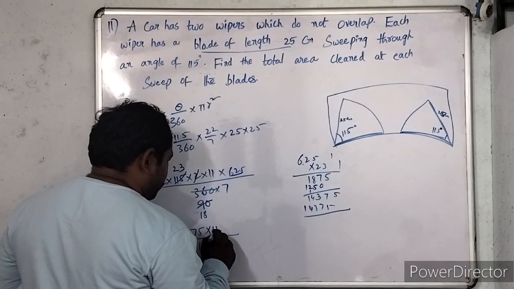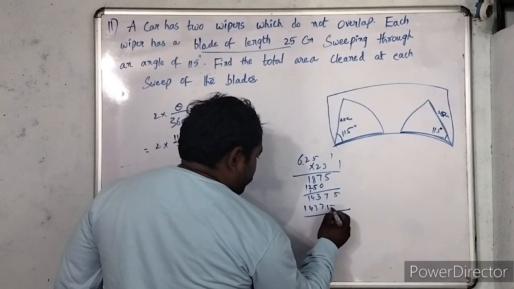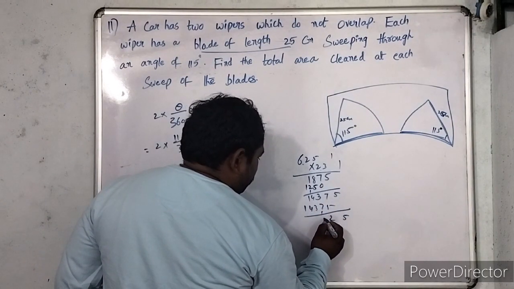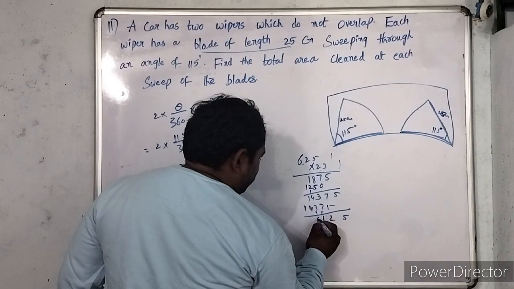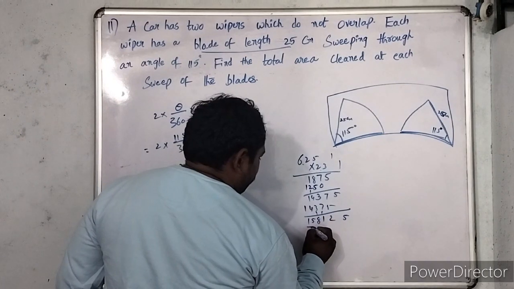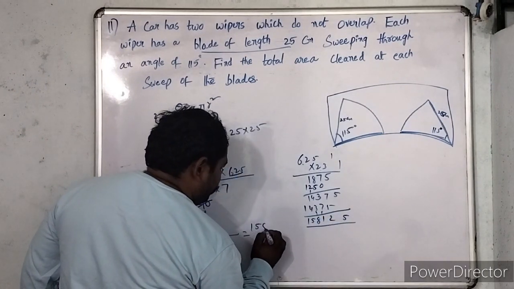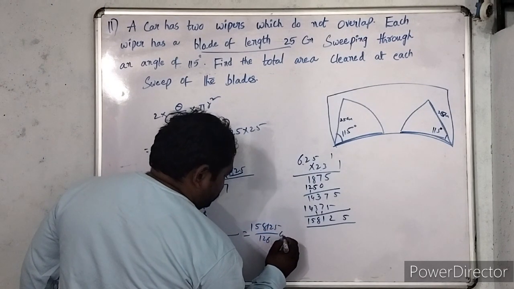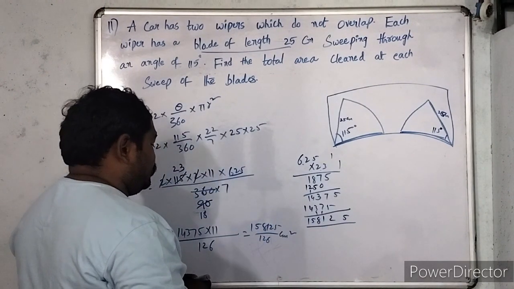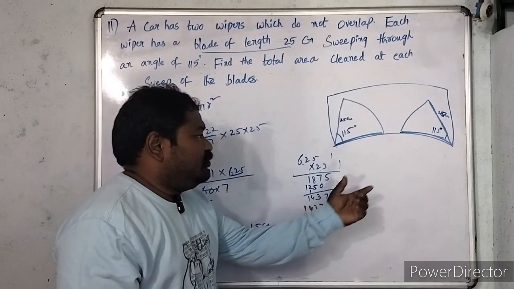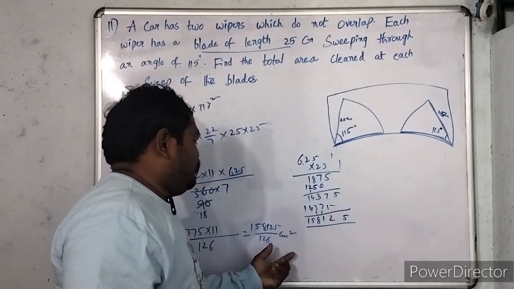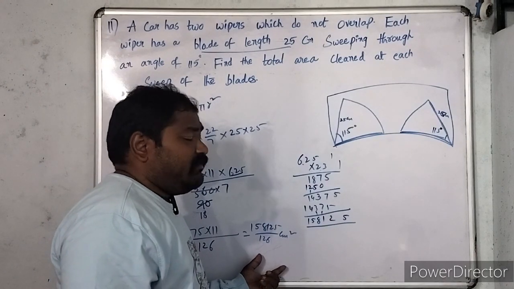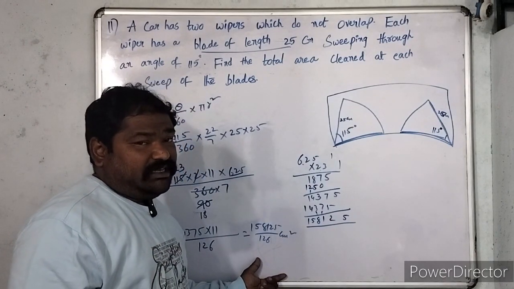14375 into 11. Therefore we have 158125 divided by 126 centimeters square. This is the total area cleaned by these two car wipers without overlap. Okay, if it is possible, convert this to a decimal fraction. Okay, thank you.